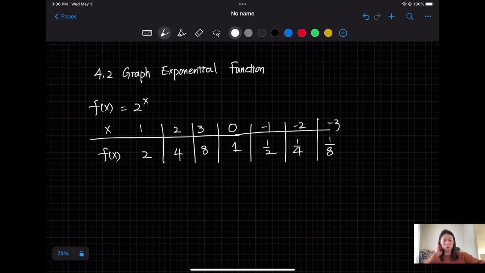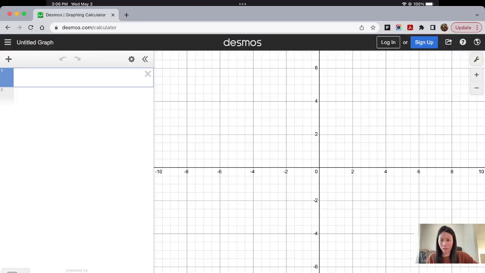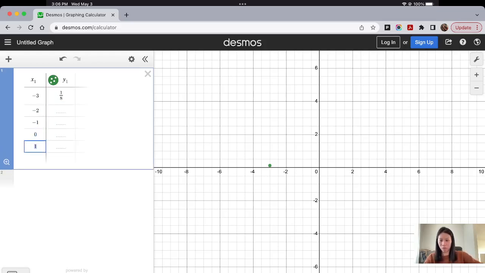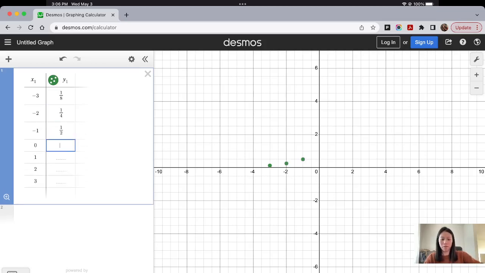Now we're going to use some tool to look at what the function looks like. Let's open desmos.com, and we're going to use a table. When x equals negative 3, y equals 1/8, and it's going to have a point. And when x equals negative 2, negative 1, 0, 1, 2, 3, we have 1/4, 1/2, 1, 2, 4, and 8.